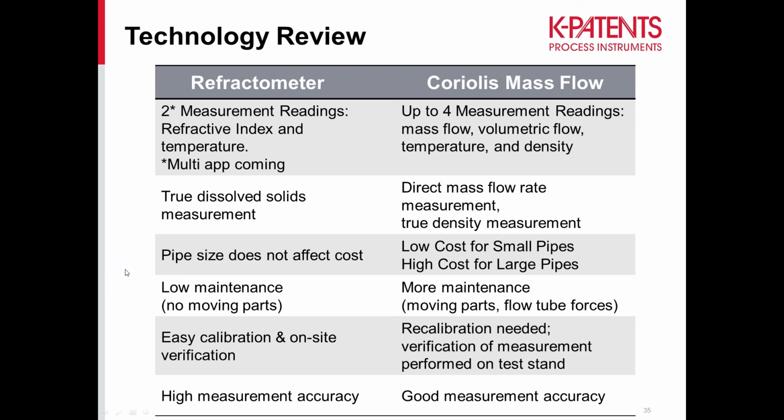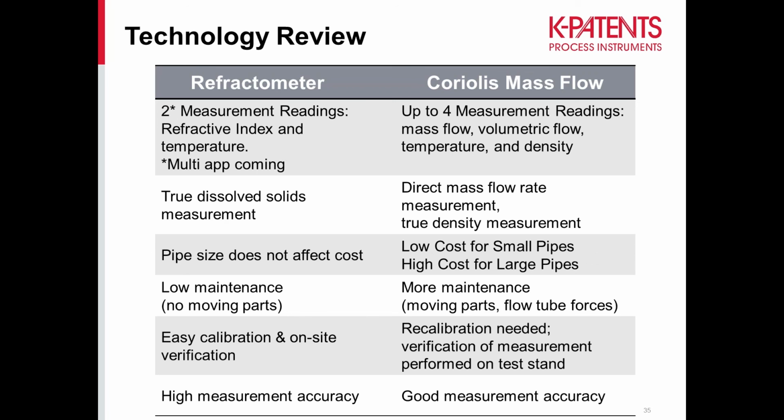Refractometer pipe size does not affect the cost. We're going to have the same unit for a 1/2-inch line as we are going to have for a 36-inch line. A Coriolis mass flow has a very low cost for smaller pipes, but as the pipes start to increase, the costs for that start to increase as well. So, just to answer one question that comes up, where is the crossover between that? I'd say that about in that 3-inch size, that's where the Coriolis starts to become more expensive than using refractive index.